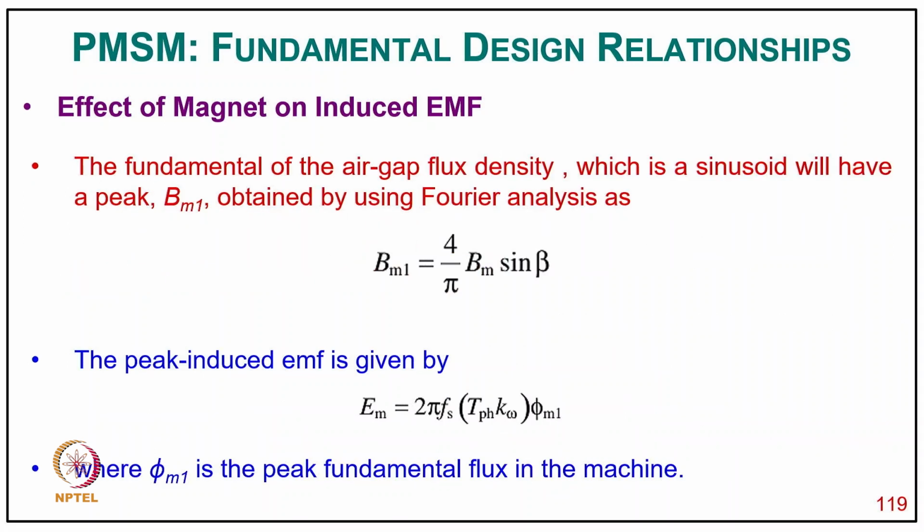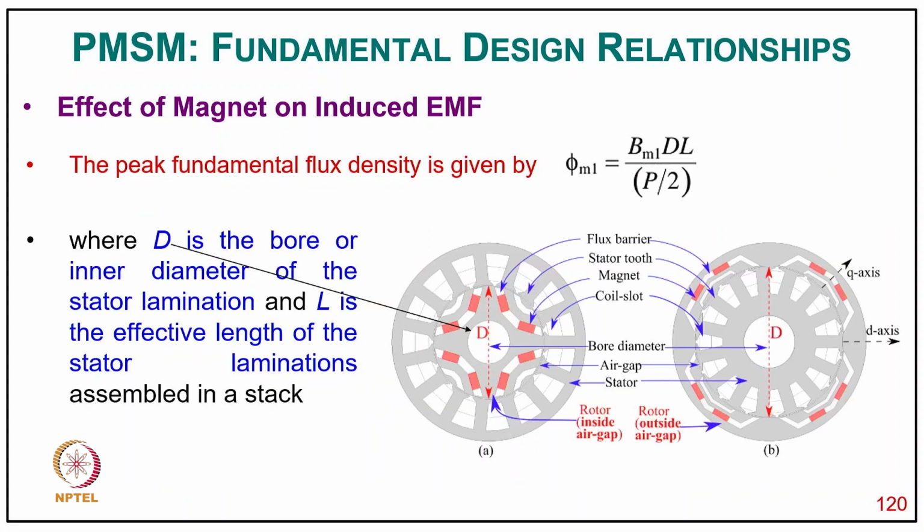So the fundamental of the air gap flux density, which is a sinusoid, will have a peak Bm1 obtained by the Fourier analysis, Bm1 equal to 4 upon pi Bm sin beta, and the peak induced EMF is Em equal to 2 pi f S Tph Kw phi m1, where phi m1 is the peak fundamental flux in the machine.